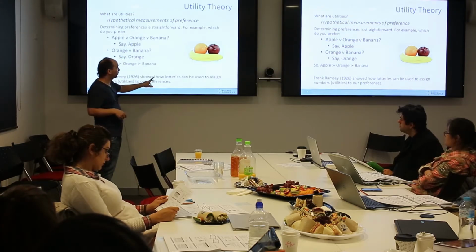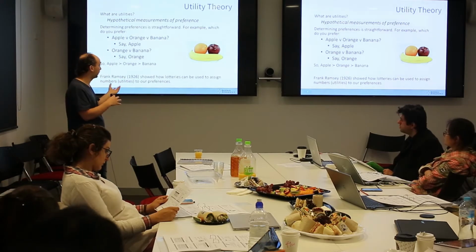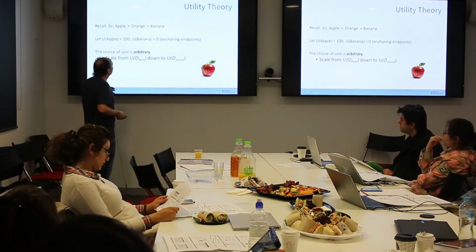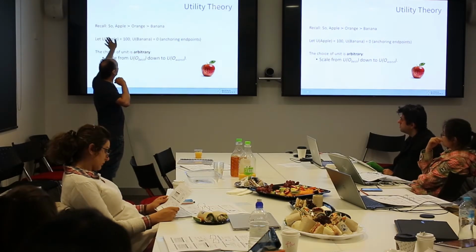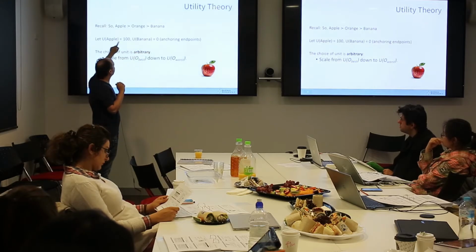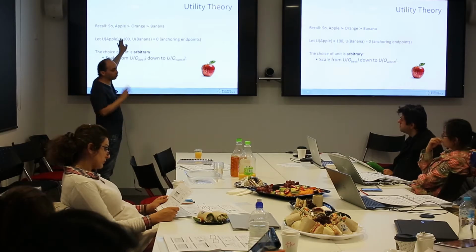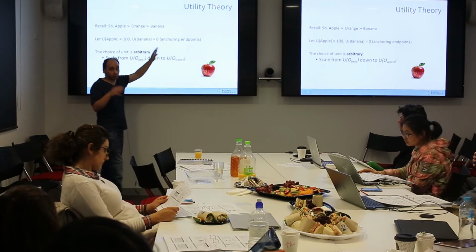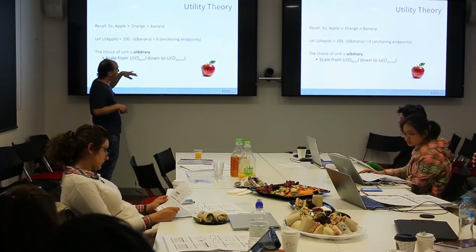Once we've got this situation, Frank Ramsey showed how we can construct utilities for these different preferences. Okay, so we can pick our anchoring points, our two endpoints. And we can say apple is our most preferred, banana is our least preferred. We can set two numbers, again, arbitrary. We could make this 200, 500, 1,000, it doesn't really matter. The same thing with this. We could even make it negative if we wanted. The choice of unit is arbitrary.